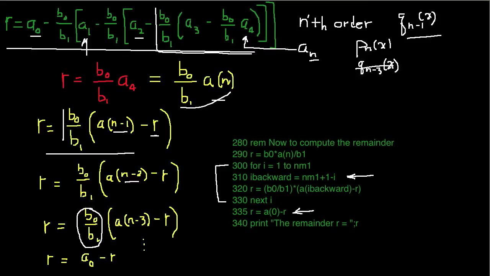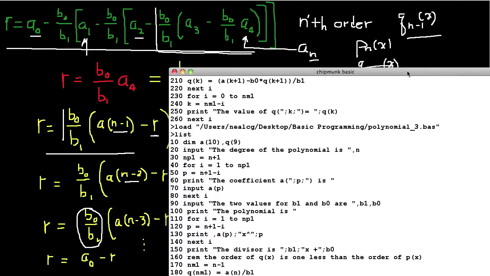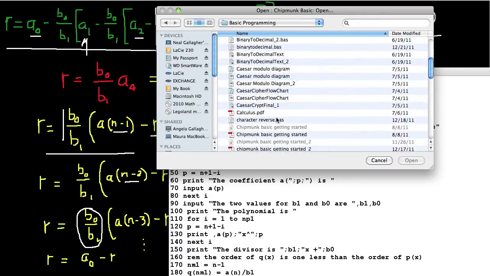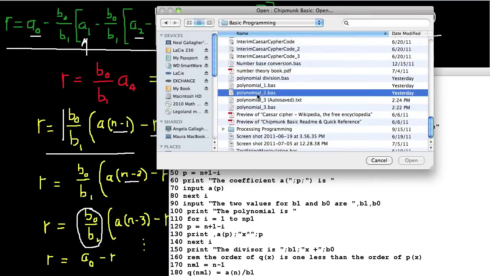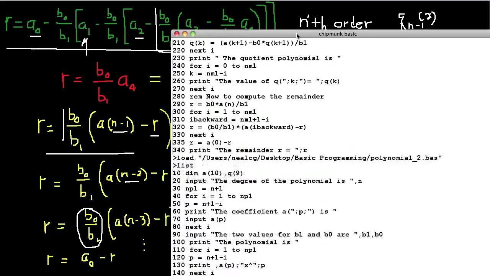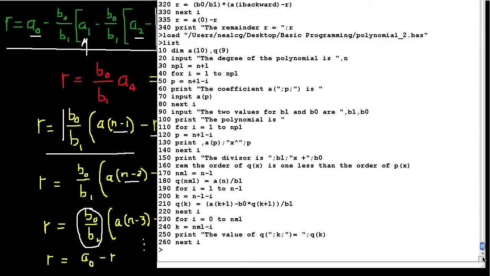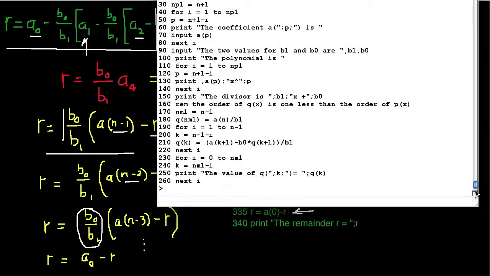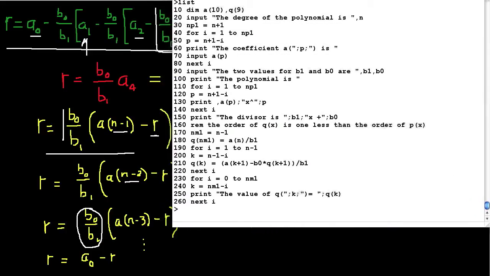Okay, so let's put those steps into my program here. And first of all, let me load in my previous version of the program that I was running, polynomial 2 base, and then I'll list it. Okay, here I am. So let me pull this up. Okay, so here's my version of the program that I have been running.